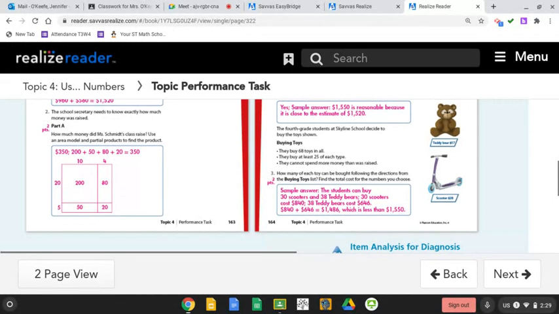So again, this is just a sample answer. The students can buy 30 scooters and 38 teddy bears. 30 scooters cost $840 because they're $28, okay? And 38 teddy bears would cost $646 because they're $17. So $840 plus $646 is $1,486, which is less than $1,550.